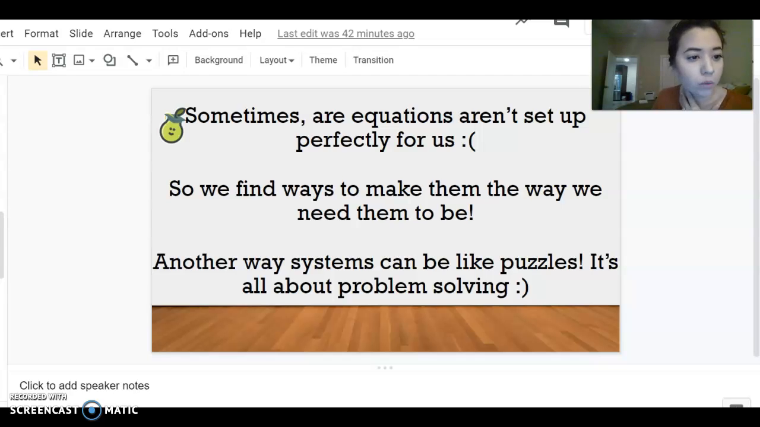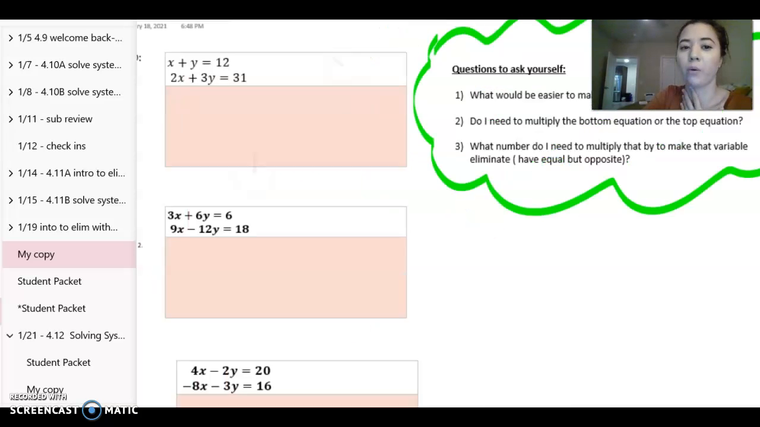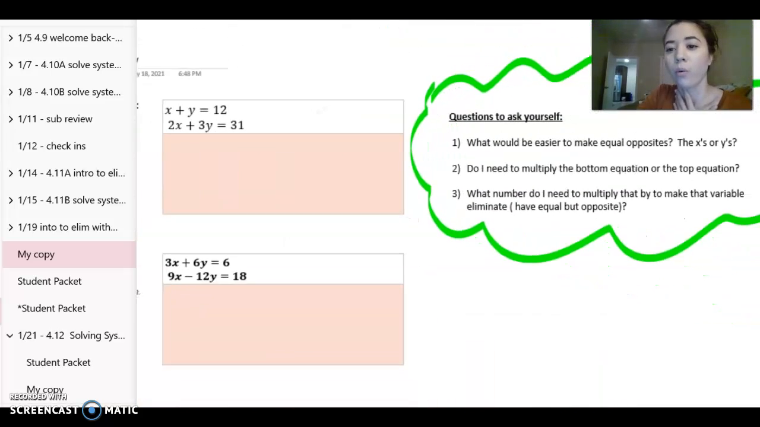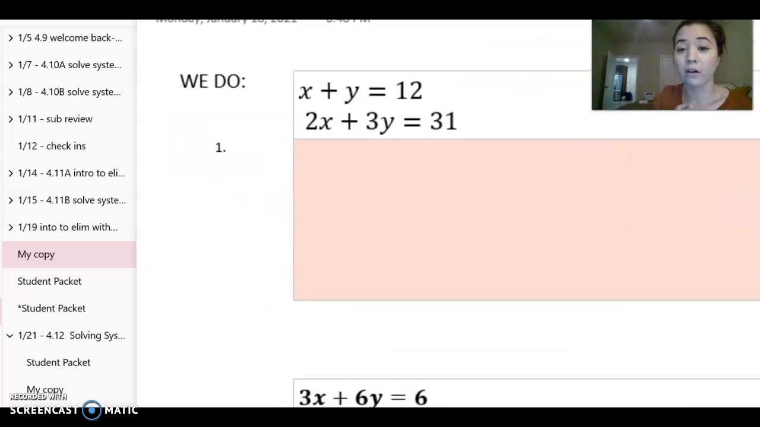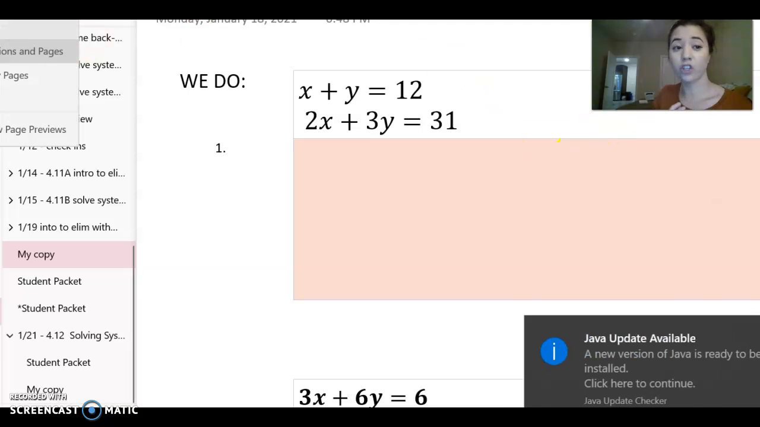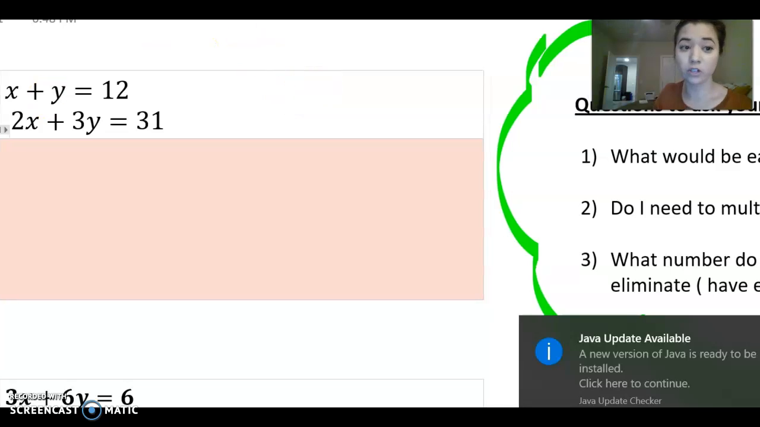So with that being said, we'll go ahead. I'll open up my OneNote now so you can fill this out with me. So what we're going to look at is, what can we do when this happens? How can I still use elimination if things don't eliminate? Well, like I said, we can change it. We can make it so things eliminate. It's just on us to do it.